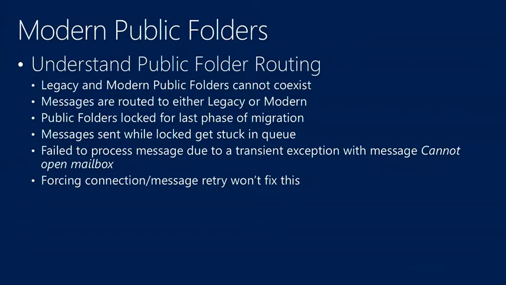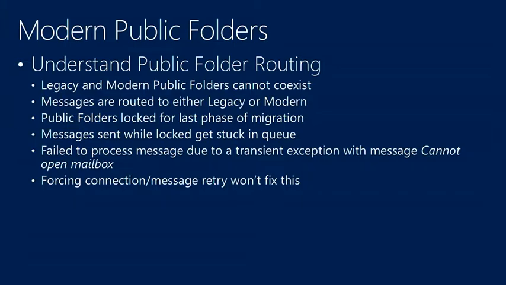So obviously, again, we're going from the legacy public folders to the modern public folders. They cannot coexist. So what you'll do is lock the legacy public folders and then eventually unlock the modern public folders. But during that time, in between the locking and unlocking, there may be messages that come in for those public folders. And what will happen is they'll get stuck in the transport queues because we won't have a place to deliver them. And you can't just go and hit retry or try to push them through.